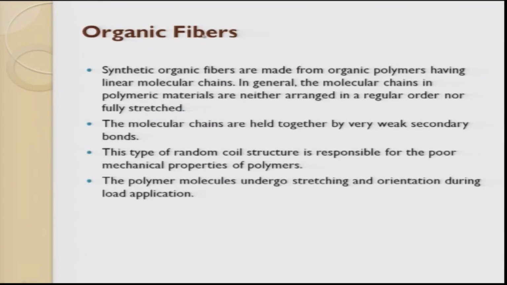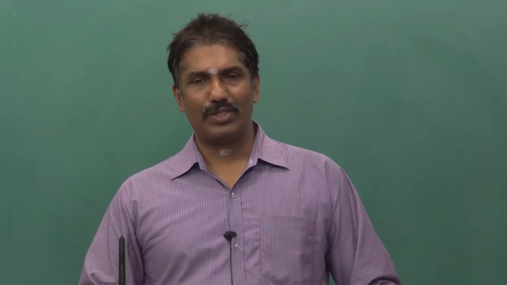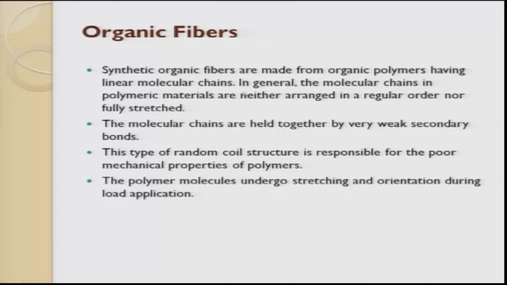You can also have organic fibers. Organic fibers means they are basically made out of C and H. Synthetic organic materials are made from organic polymers having a linear molecular chain. The chains will be spread in multiple directions. When you try to pull the chains in one direction, all the chain molecules will be arranged in one direction. So in general, the molecular chains in the polymeric matrix are neither arranged in an order nor fully stretched.